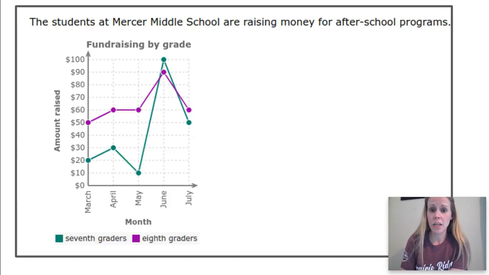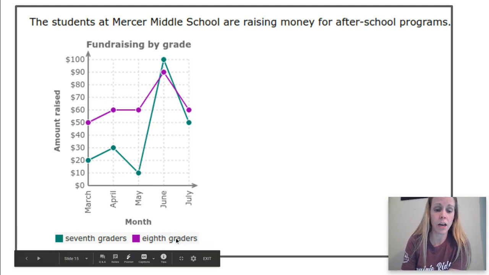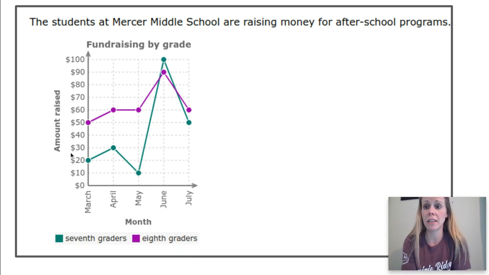Okay. Another type of graph you might have to look at would be line graphs. So this is fundraising by grade. I've got months. The colors are the different grade levels and the amount of money raised. So a question you might have to answer would be, what month did 7th graders make more money than 8th graders? Take a guess. Would be June. Okay, so this was also an IXL that you were supposed to try. If you haven't done that yet, and you want to give that a try, feel free to do that.